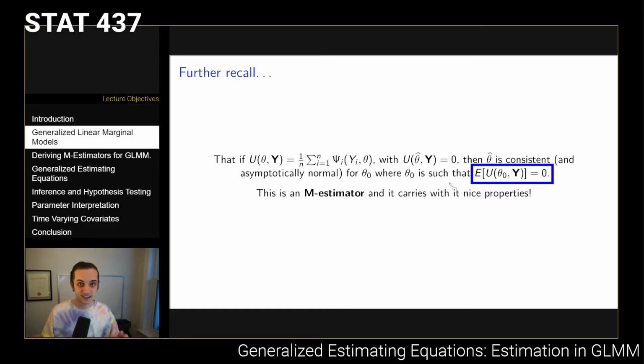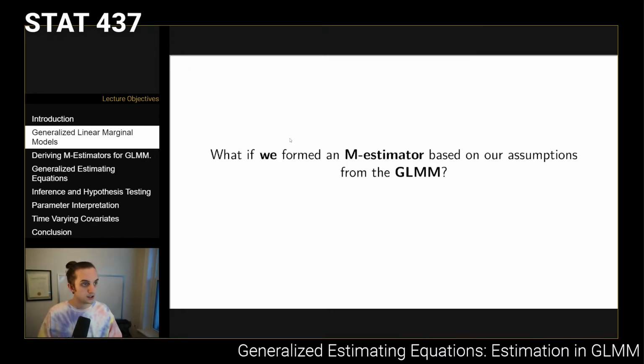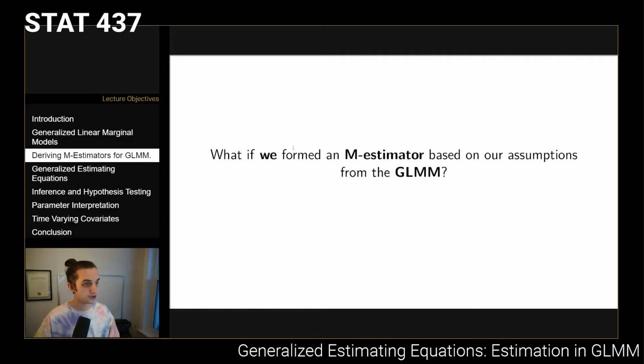So the idea that we're going to be looking at today is how can we take that theory of M-estimation and apply it to actually get parameter estimates for our marginal models. If we can form an M-estimator using just what we specified from the GLMM, then we would have a way of estimating these parameters, and we'd also get a lot of asymptotic theory for free. So why don't we go about trying to do that?